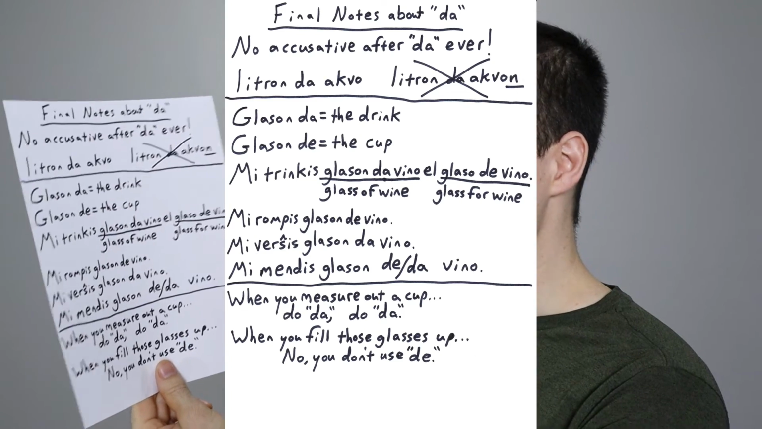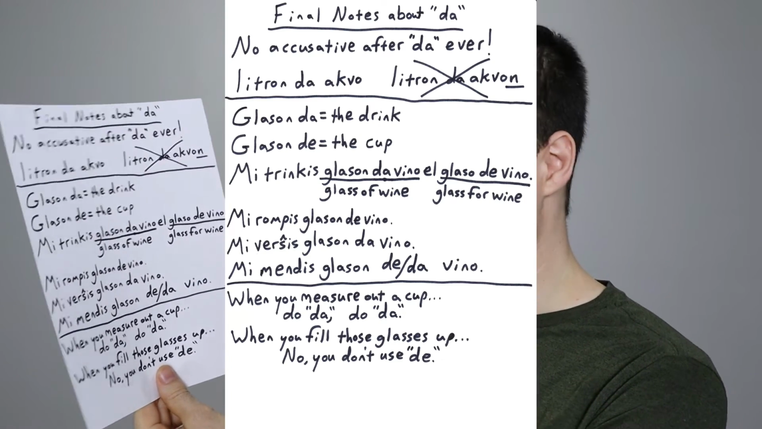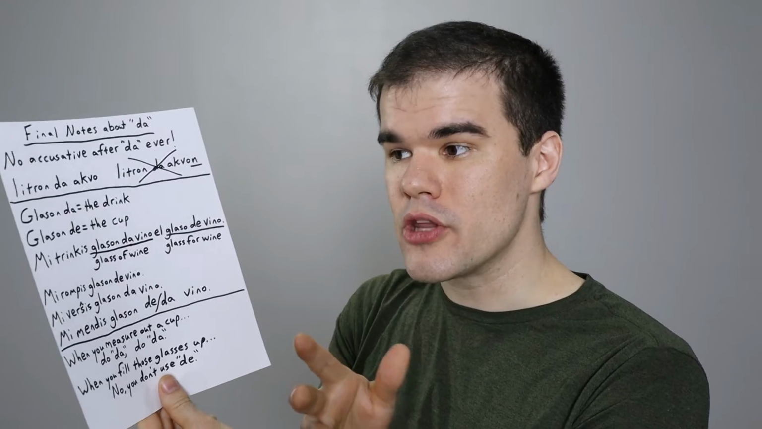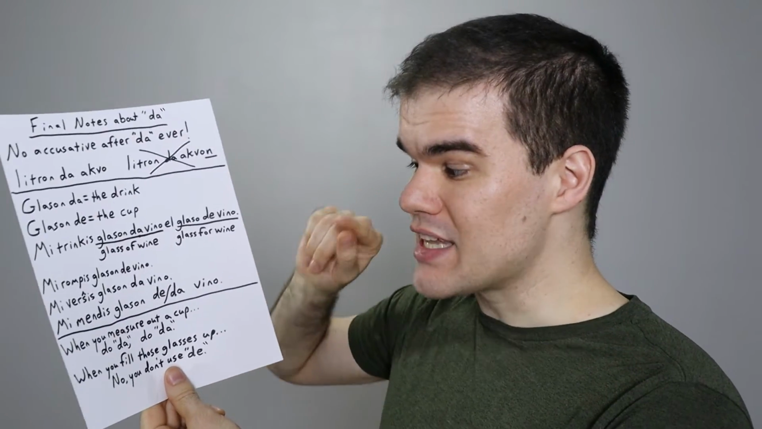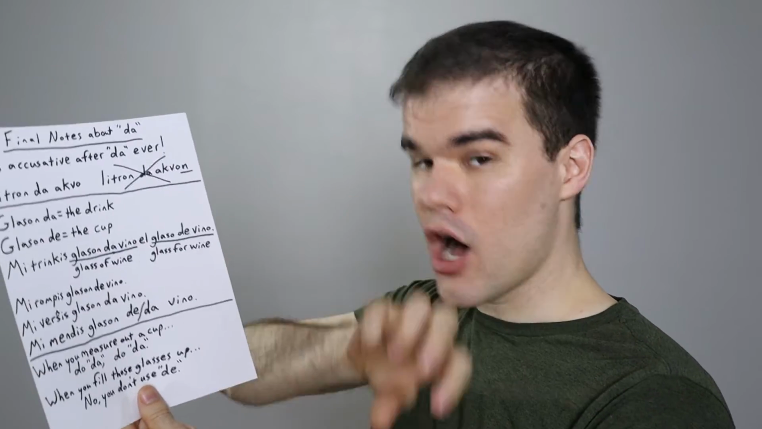But if I said, mi versis glason da vino. Oh, I poured what? Well, you don't really pour glass, okay? You pour the liquid. So, mi versis glason da vino. I poured a glass of wine.